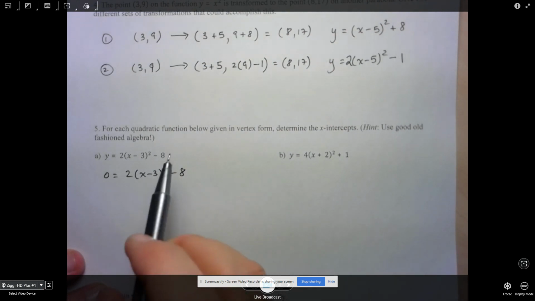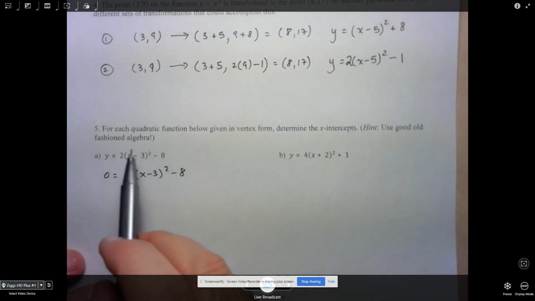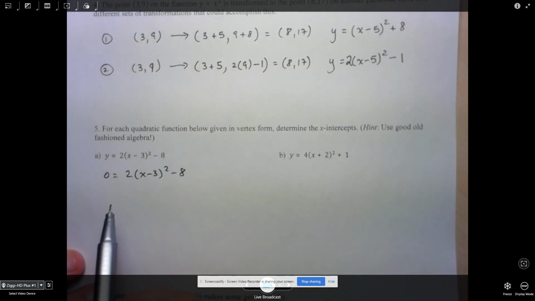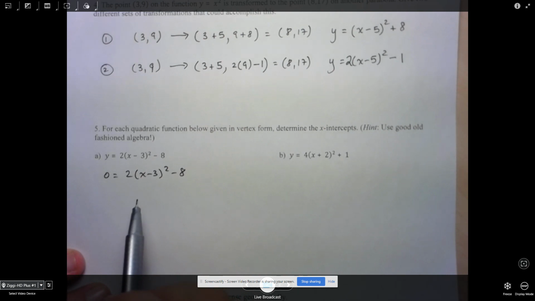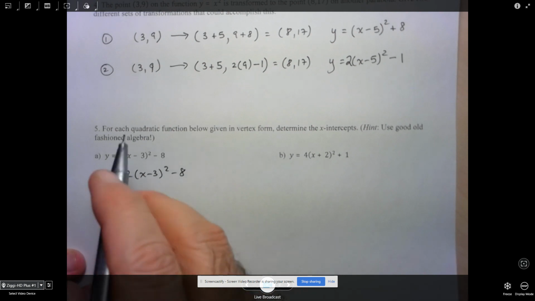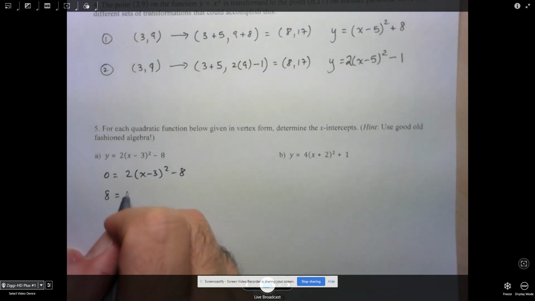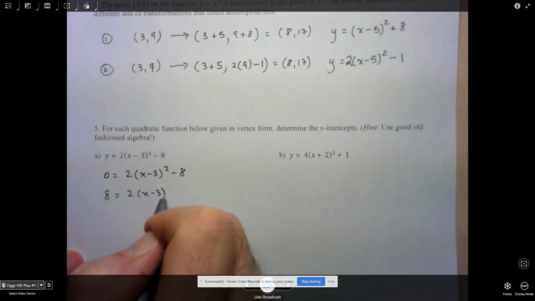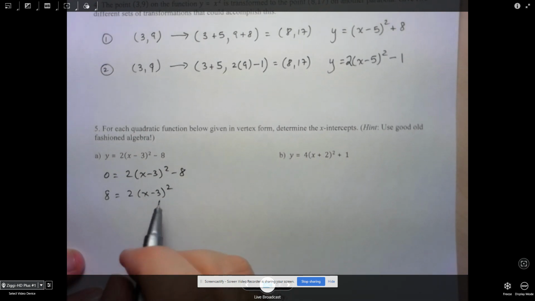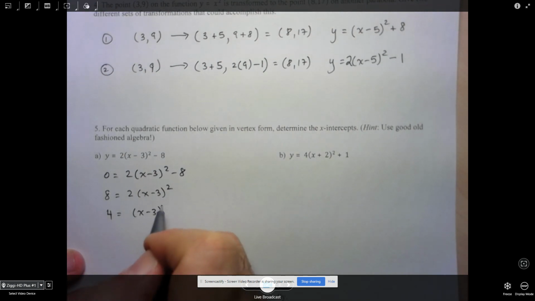When I say use good old-fashioned algebra, what I mean is that you can use opposite operations, in other words, reverse BEDMAS. First, take care of addition and subtraction, so I'll bring that negative 8 to the other side and make it positive 8. Next are multiplications and divisions, so let's take this 2 and divide it to both sides. Next are the exponents. Remember, I'm doing reverse BEDMAS, so we have to take care of this square. What's the opposite of squaring? Well, that's just square root.